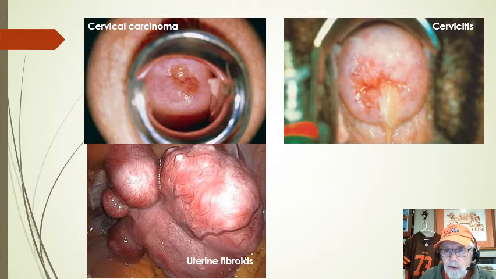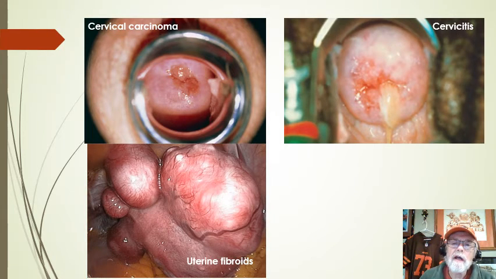If you look up in the upper right, that's a cervicitis, and there's the cervical os. Instead of being a hole, it's sort of like a slit. This is a multiparous cervix. In a female who's not had a child, usually the cervical os is round. In this case, it's like a slit. Why? Because it's been stretched out and changed by a fetal head coming down there. You can also see that stuff dripping out from the right side. That's just a lot of pus dripping out over the cervix.